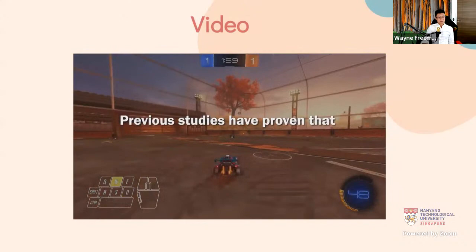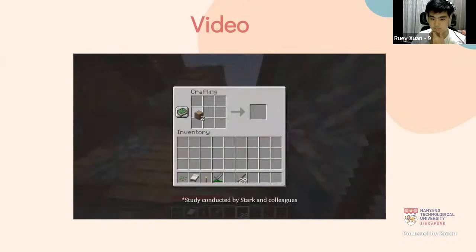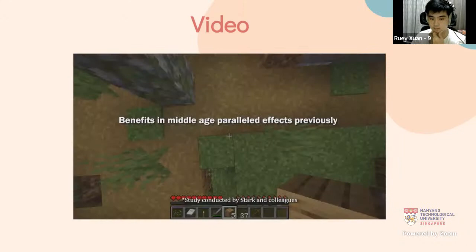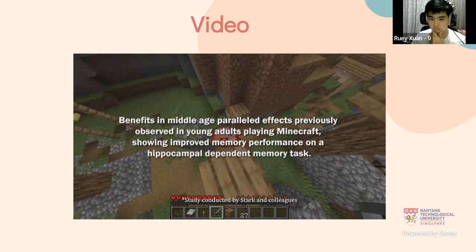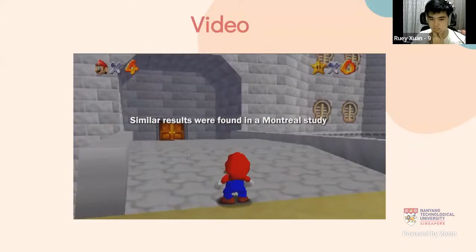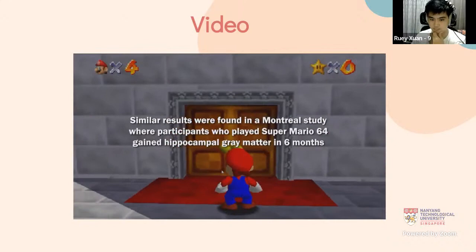Previous studies have proven that VR can improve motor function in patients with stroke. Another study, conducted by Stark and colleagues, found that benefits in middle age paralleled effects previously observed in young adults playing Minecraft, showing improved memory performance on a hippocampal-dependent memory task. Similar results were found in a Montreal study, where participants who played Super Mario 64 gained hippocampal gray matter in 6 months, while their non-gamer counterparts did not.